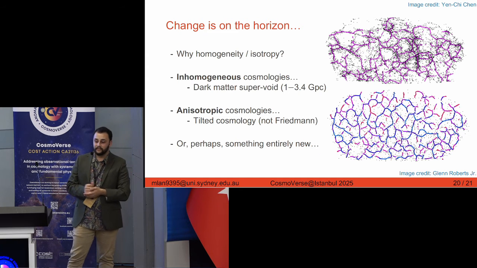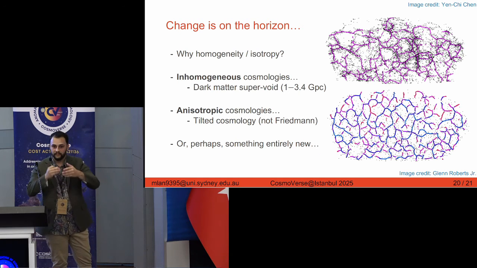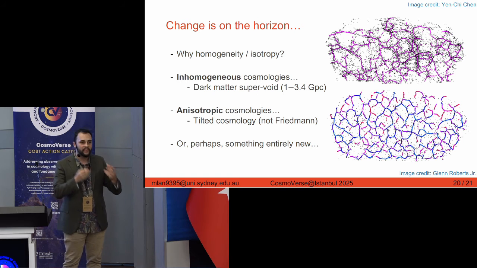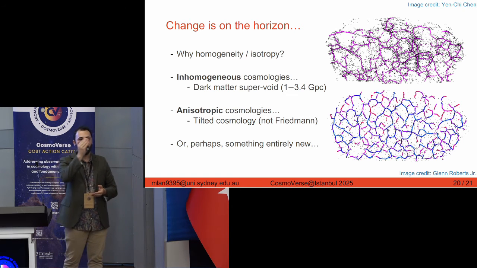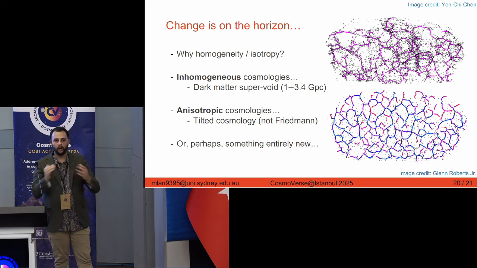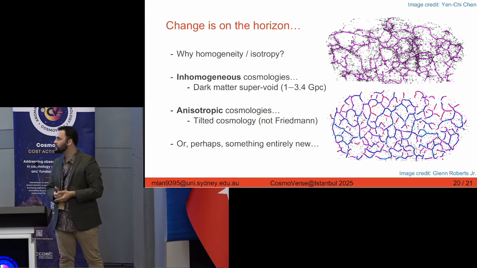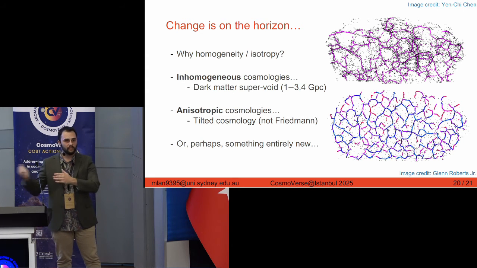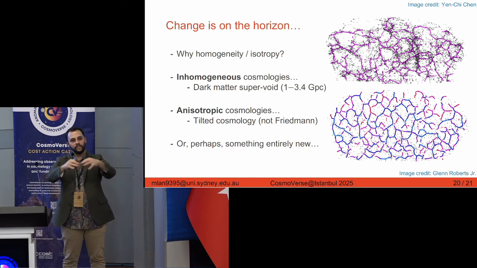So what this means for the future, if this dipole tension is a real thing, is that we need to wind back the clock and think about our large cosmological view. Maybe homogeneity and isotropy is not the answer. There are solutions to the cosmic dipole problem where you could get an inhomogeneous cosmology.